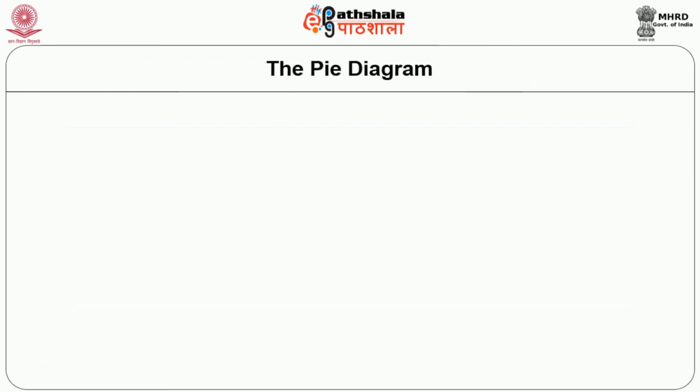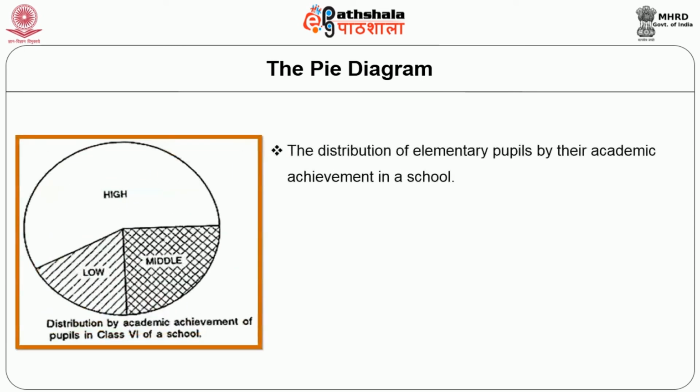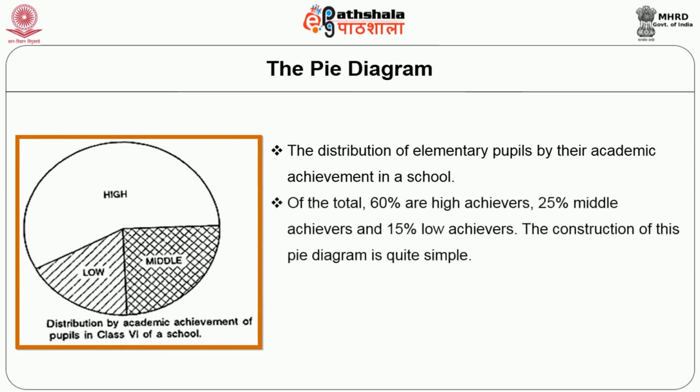As I already mentioned, the pie diagram is widely used in the field of statistics where very simple data are documented. The figure given below shows the distribution of elementary pupils by their academic achievement in a school. Out of the total, 60% are high achievers, 25% are middle achievers and 15% are low achievers.